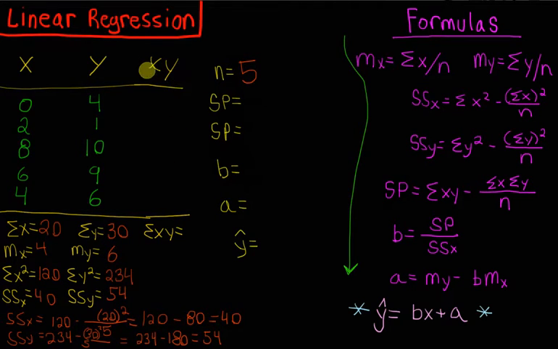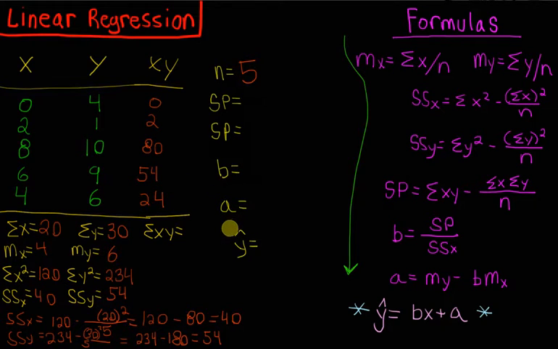Now we got to fill out this column right here. So this is x times y. So 0 times 4 is 0. 2 times 1 is 2. 8 times 10 is 80. 6 times 9, what's that? 54? I think it's 54. 4 times 6, 24.